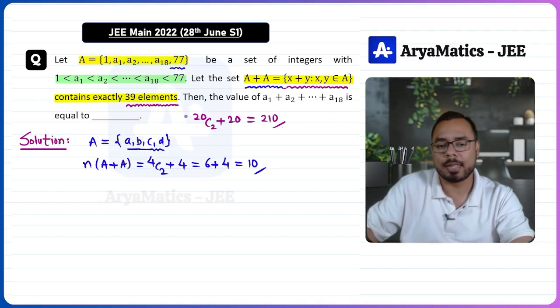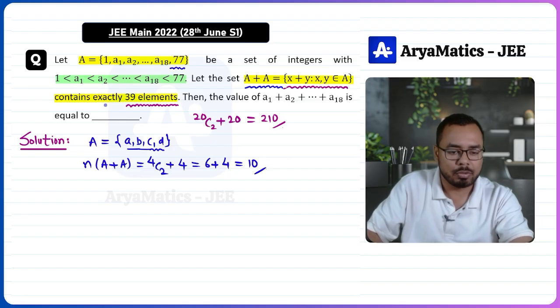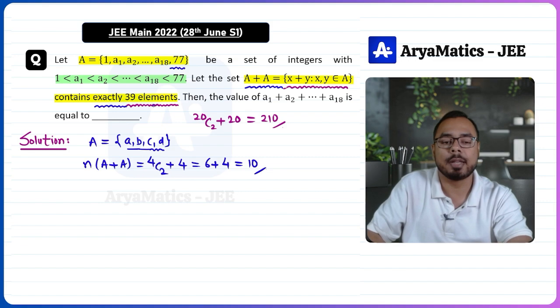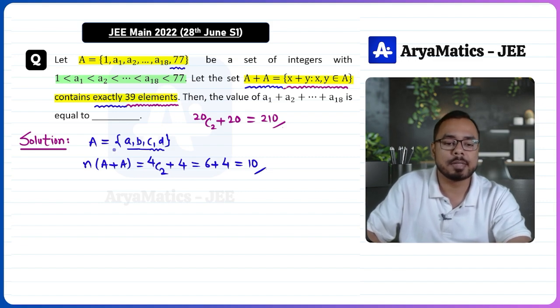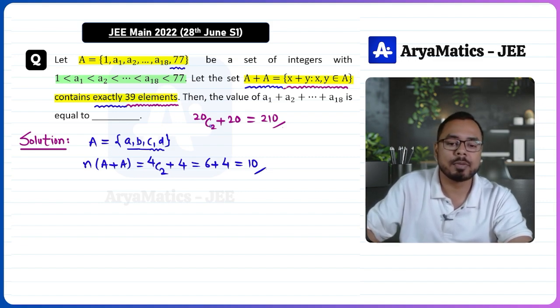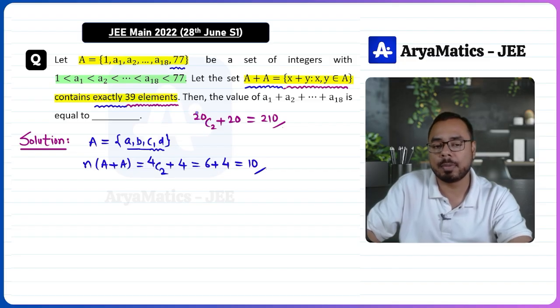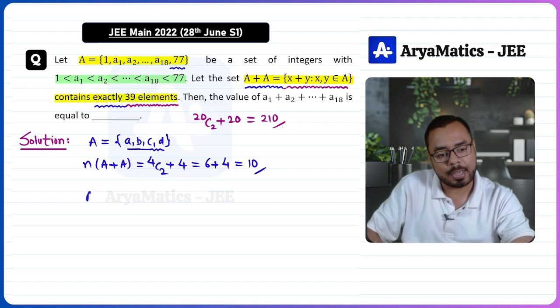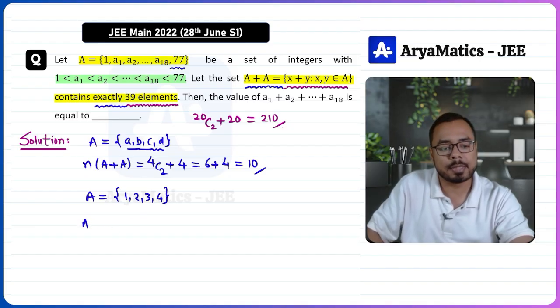Right, so let us take another example and try to understand why we are getting only 39 elements in A plus A, whereas the total number of elements should be 20C2 plus another 20. So for that, take another example. Let us say I have four elements, and this time we have 1, 2, 3, and 4. Now in this set A plus A, how many elements are possible?